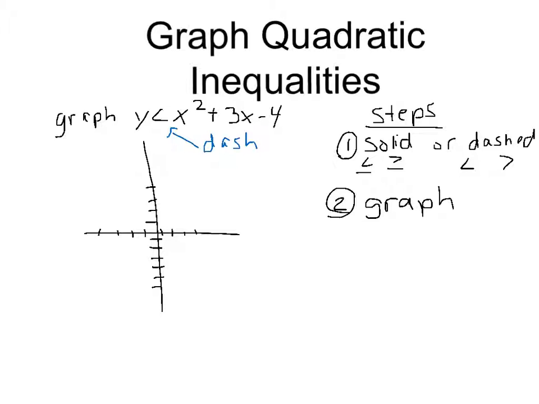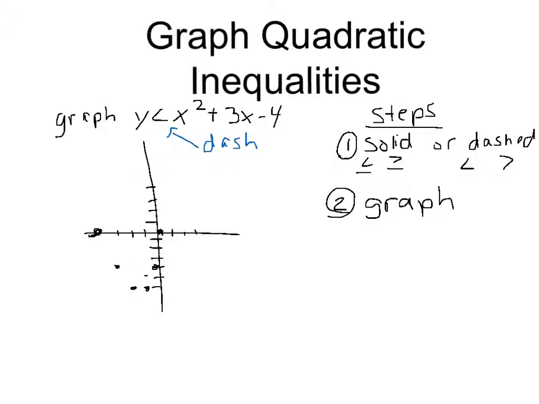we'd have the point (0, -4). We'd have the point (-1, -6). We have the point (-2, -6), (-3, -4), and (-4, 0). So those would be our points. We'd also have the point (1, 0).